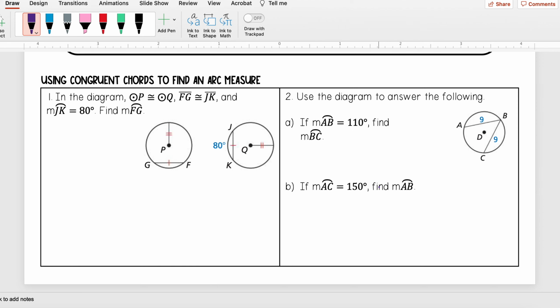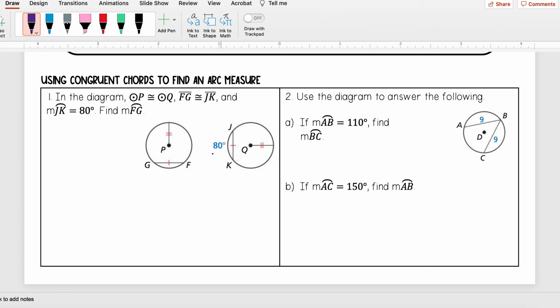So in number 1, it says in the diagram, circle P is congruent to circle Q. So that's important. These two circles are congruent, so I know I can use my theorem. FG is congruent to JK. We see that marked here. And the measure of arc JK is equal to 80 degrees. Find the measure of arc FG.